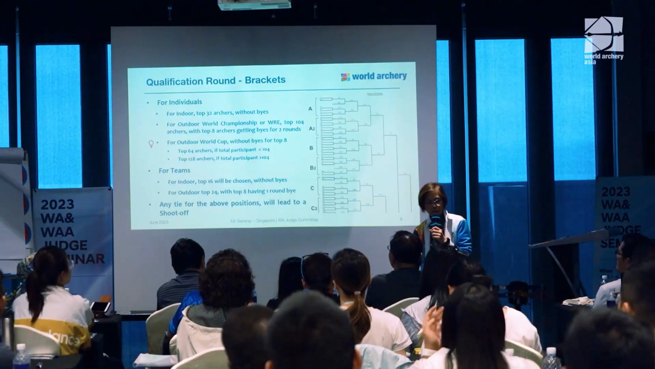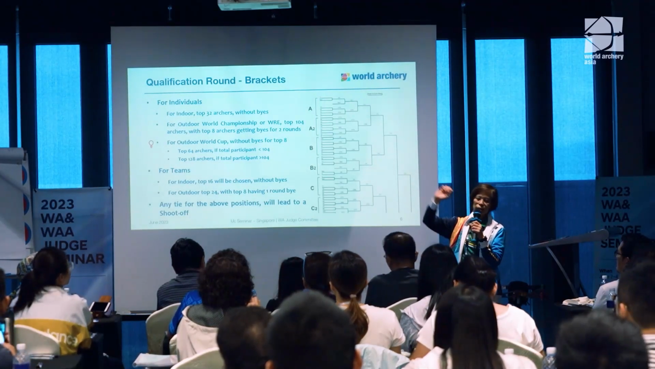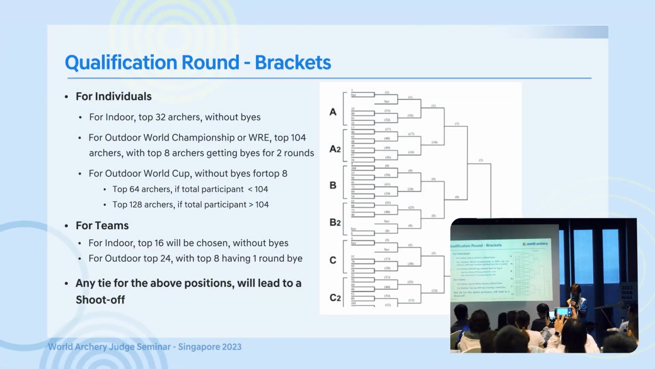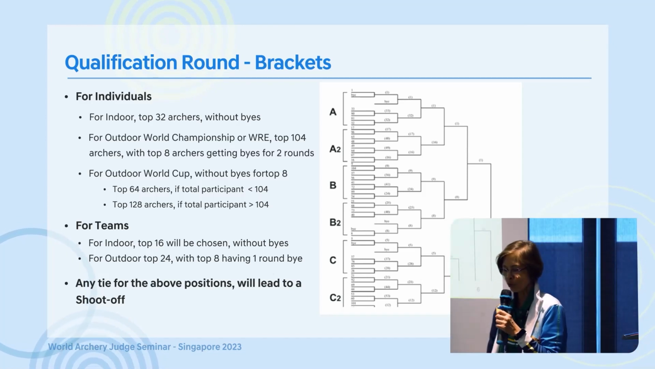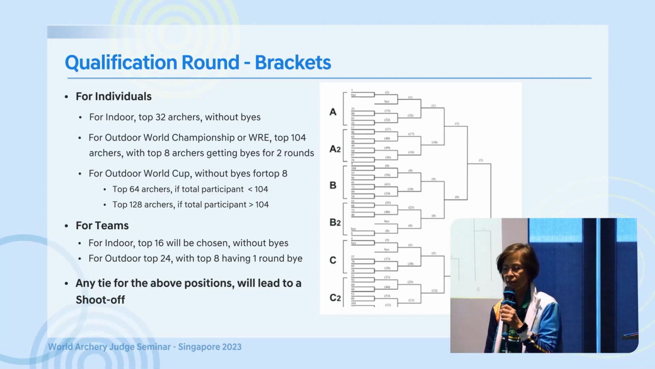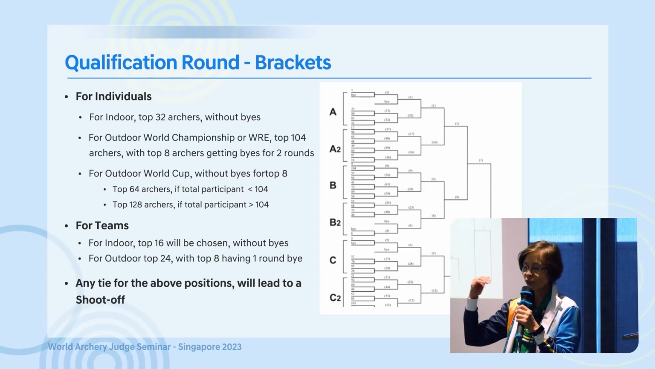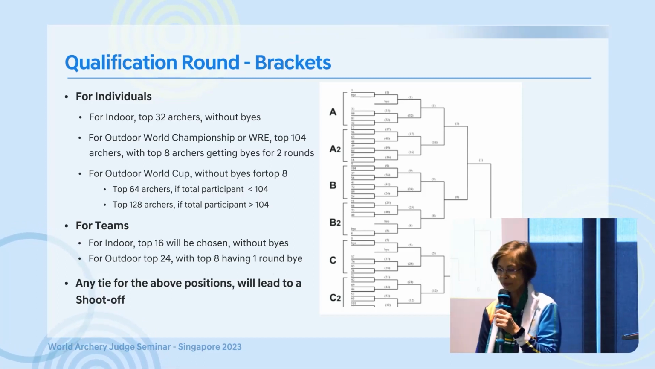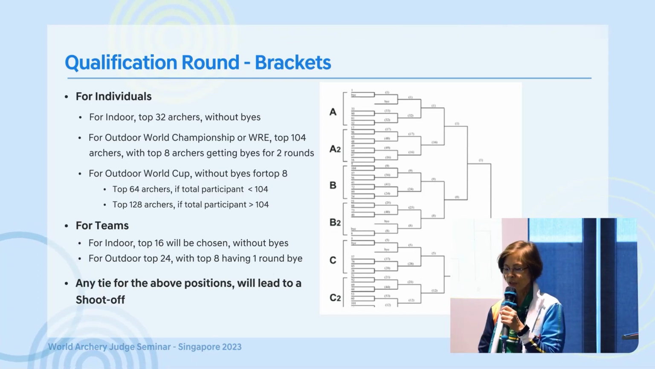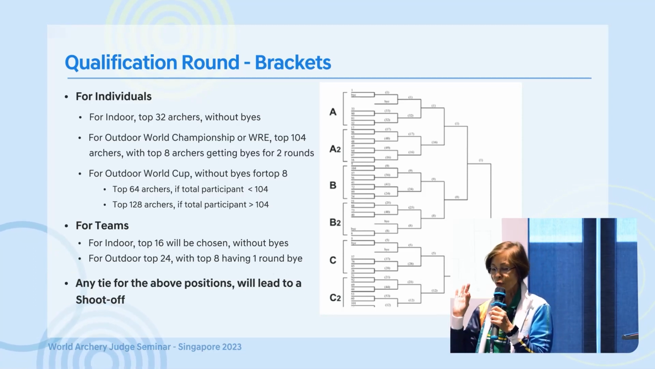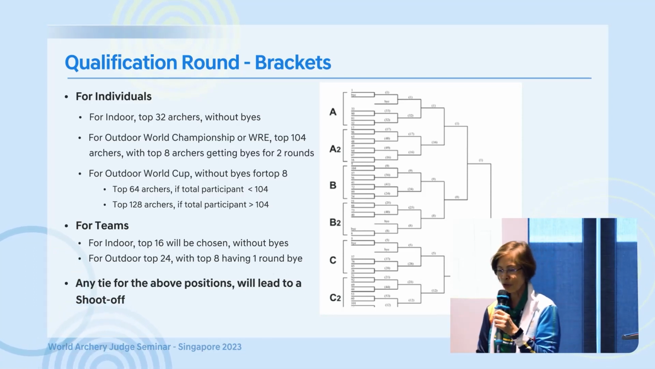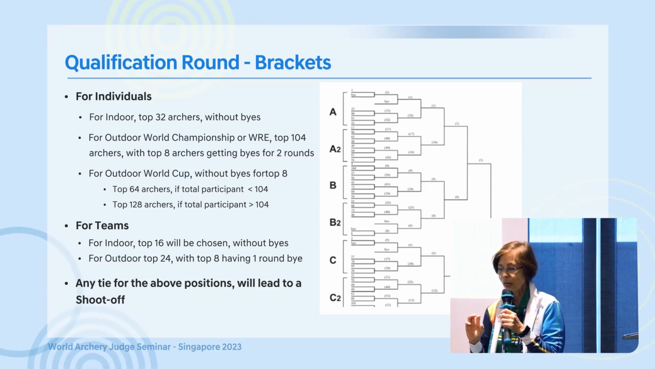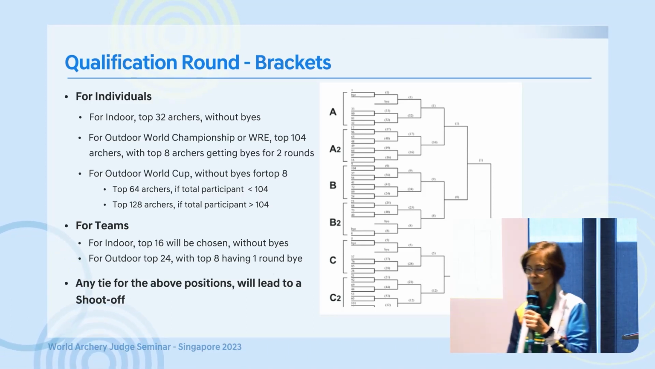Okay. Now the brackets. These are nice diagrams. Okay, and for individuals, top 32 archers without byes for outdoor world championships or world ranking events. Top 104 archers with top 8 archers getting byes for 2 rounds. For the outdoor World Cup, without byes for top 8, top 64, if the total number of participants is less than 104. And the top 128 archers, if the total participants are greater or more than 104.